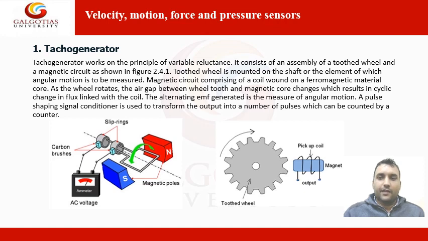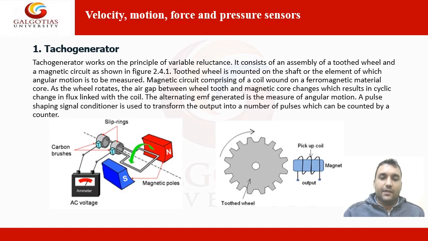It consists of an assembly of a tooth wheel and a magnetic circuit, as shown in this diagram. The tooth wheel is mounted on the shaft of the element whose angular motion is to be measured. The magnetic circuit comprises a coil wound on a ferromagnetic material core. As the wheel rotates, the air gap between the wheel tooth and the magnetic core changes, which results in a cyclic change of flux linked with the coil. The alternating EMF generated is a measure of angular motion.